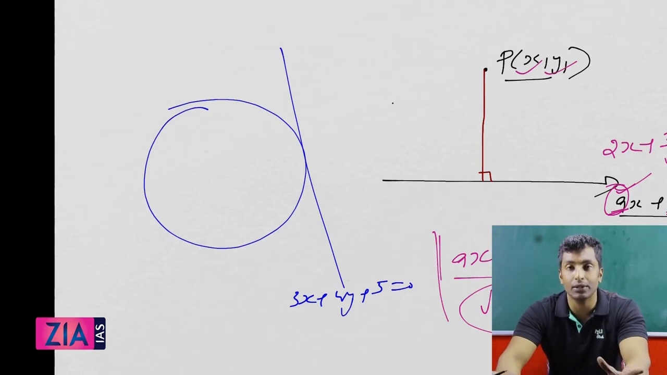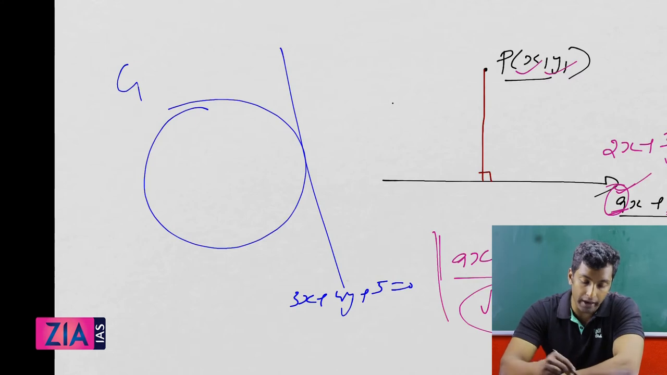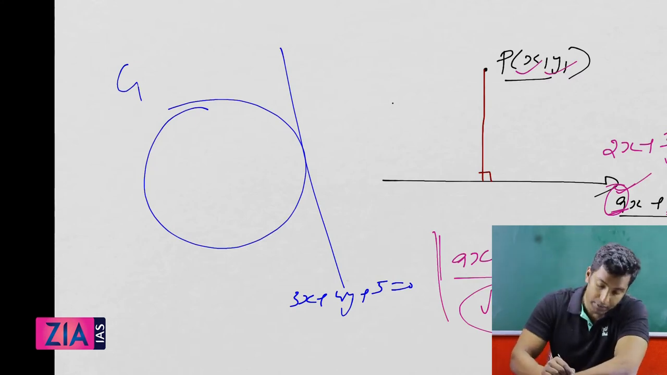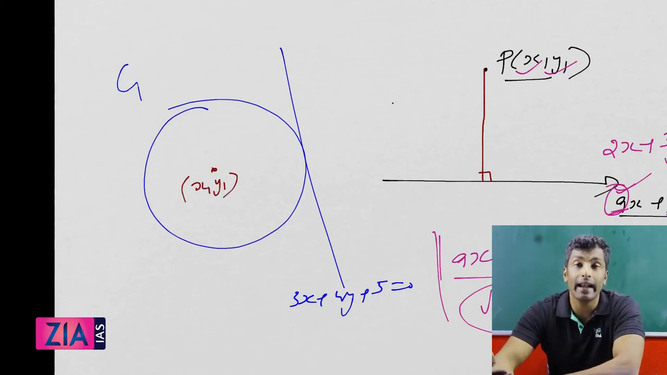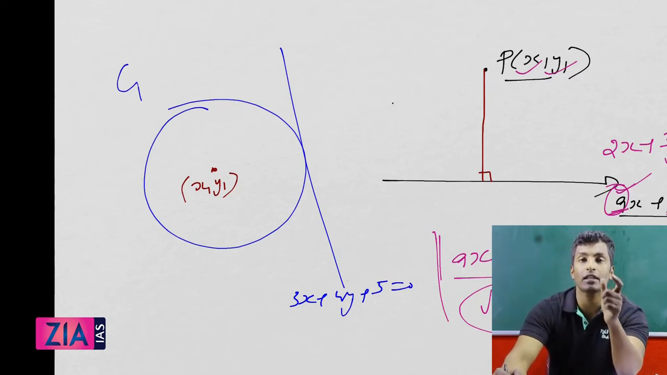Okay, this is a tangent to the circle C1. Now what I will give you is a point, and I tell you this point is the center of the circle. So I'm giving you this point which is a center, x1 y1. Now what I ask you is the radius of the circle. So what I've given to you is the tangent and the coordinates of the center.